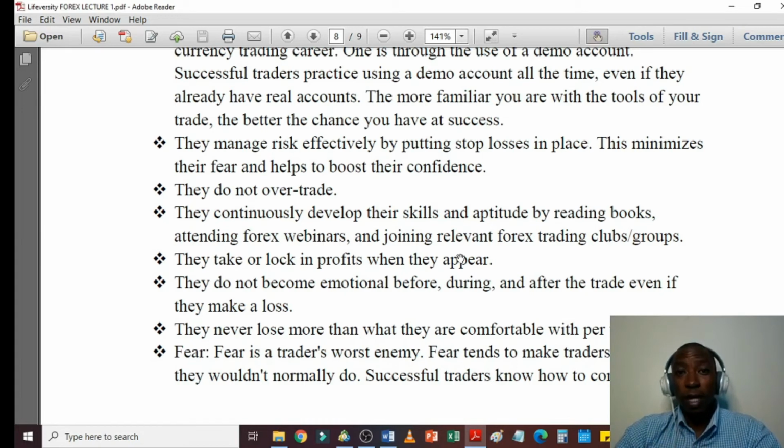Exceptional forex traders are able to maintain a club or a group where they can share different ideas with different members of that group who share the same goals with them. The Lifeversity Forex Trading Club is one lifetime club where you don't need to pay membership fees to be a member. You only pay when you want somebody to manage your account. That is when you pay.